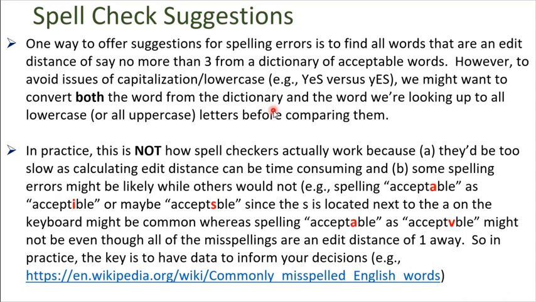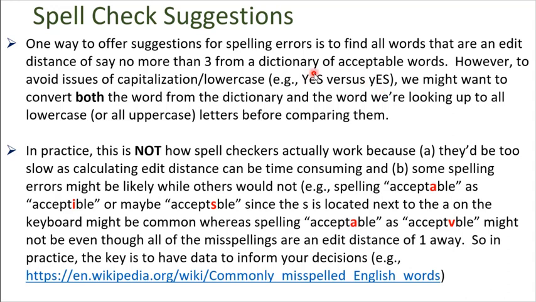But one thing I also want to mention is that something like yes with a capital Y and a capital S, or yes with a capital E and a capital S, is spelled correctly. But in the dictionary, it's not going to appear like this. It's probably going to be all lowercase letters. So to make sure that when we're comparing these words we can say that yes, this is spelled correctly, we would convert this to lowercase and then compare it to the lowercase version of the words in the dictionary.